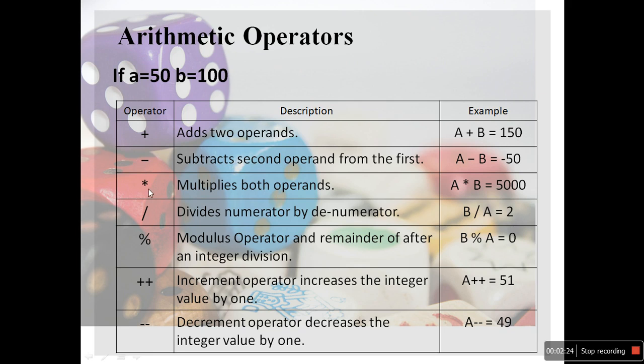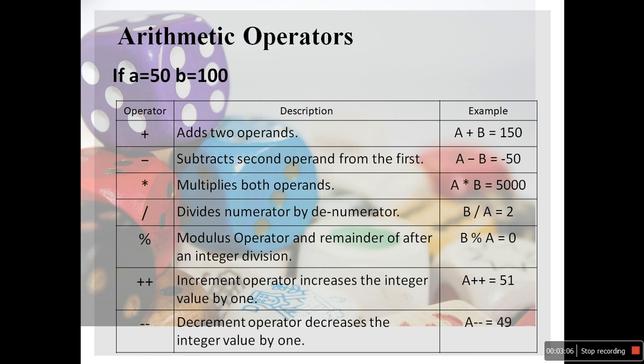Yes, that is minus, multiply, and this is divide. Divide is different: 100 upon 50 means 2. Modulus always gives the remainder. That is not the percentage sign. In normal mathematics this is the percentage sign, but in C programming it always gives us the remainder. So if we divide 100 by 50, it always goes two times and we will get zero remainder.